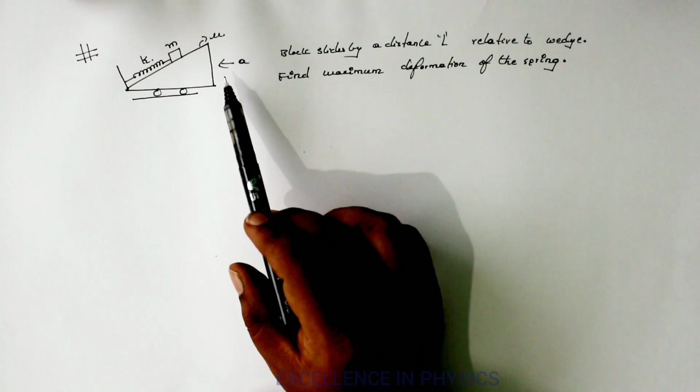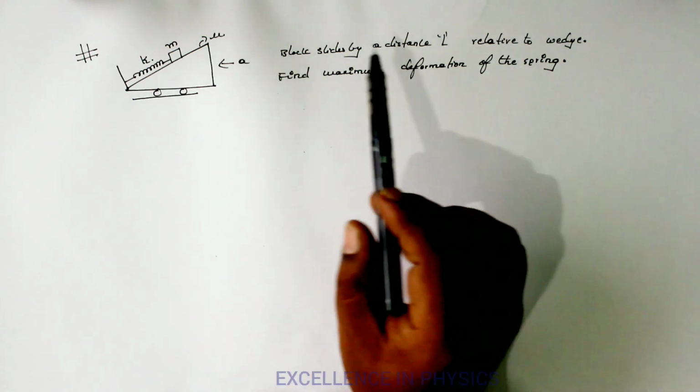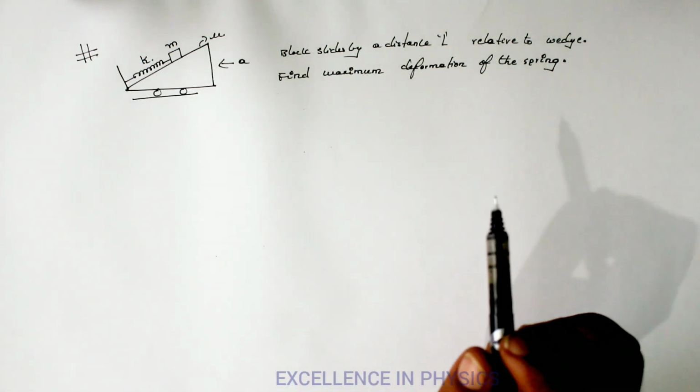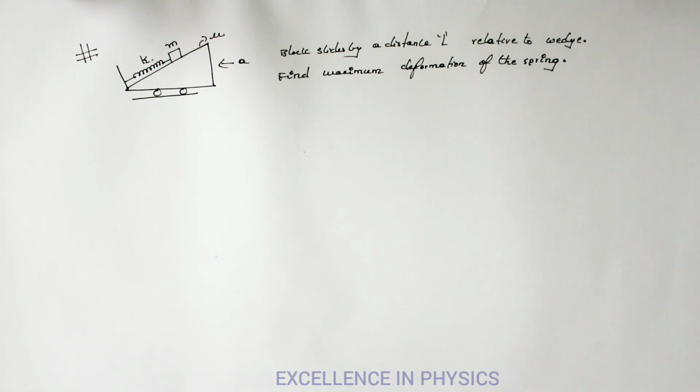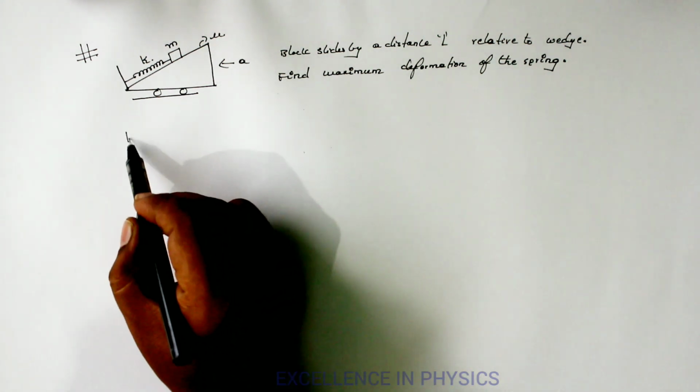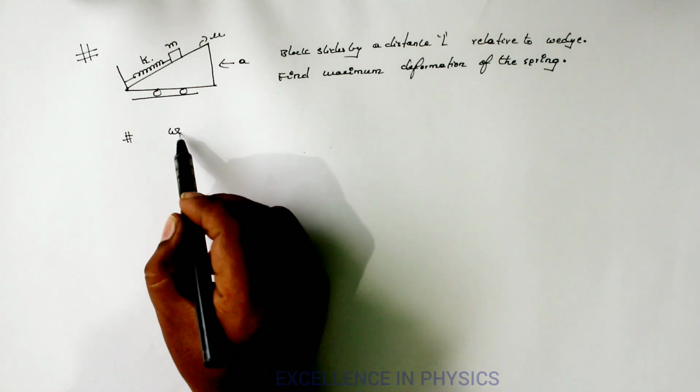So if this wedge is accelerated, spring is elongated by a distance of L, then we are supposed to find out deformation. Deformation is nothing but the L value we are supposed to find out here. So this problem I can solve by using the work energy theorem.